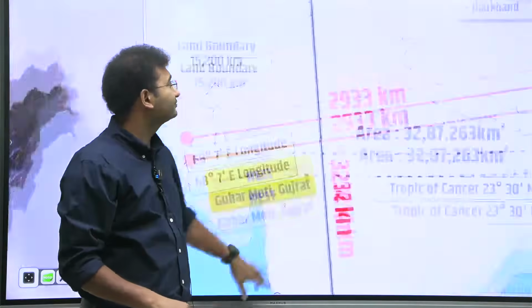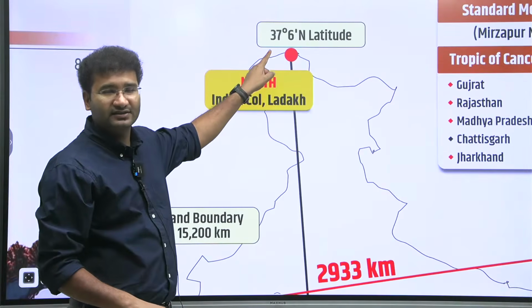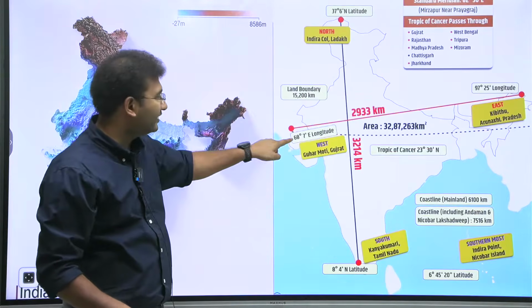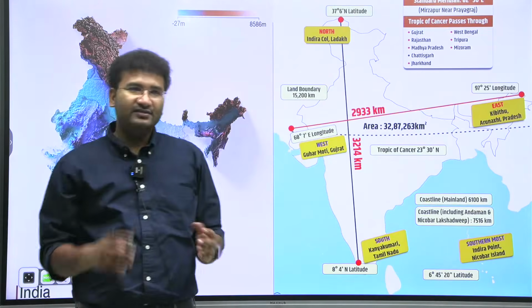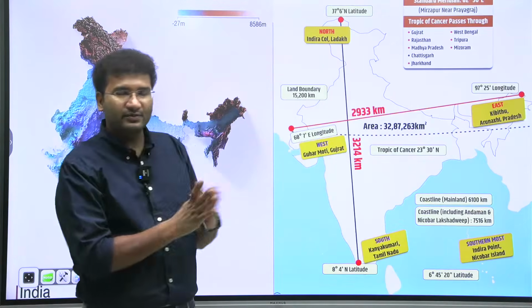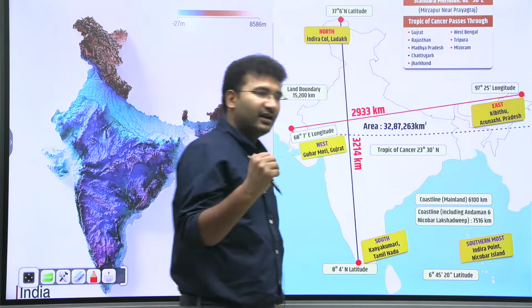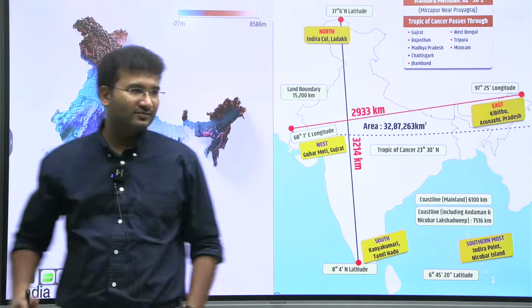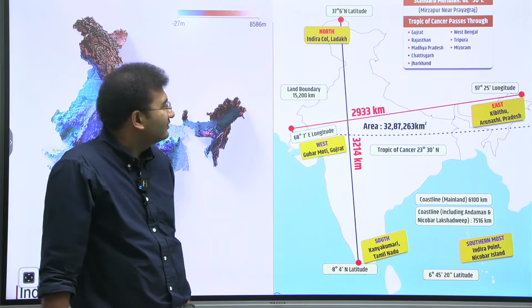8 degrees 4 minutes to 37 degrees 6 minutes. What is the value you get? And 68.7 to 97.25. So you calculate the distance. Now tell me the answer. Is the east-west extent of India, the value latitudinally more or longitudinally more? Longitudinal value, right? Longitude, yeah.